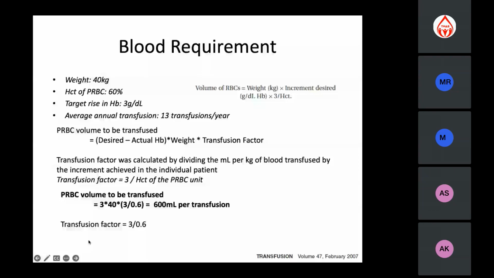So the annual transfusion requirement is, we have 13 events of annual transfusion. So 13 into 600 ml divided by the recipient body weight, that is 195 ml per kilogram per year.